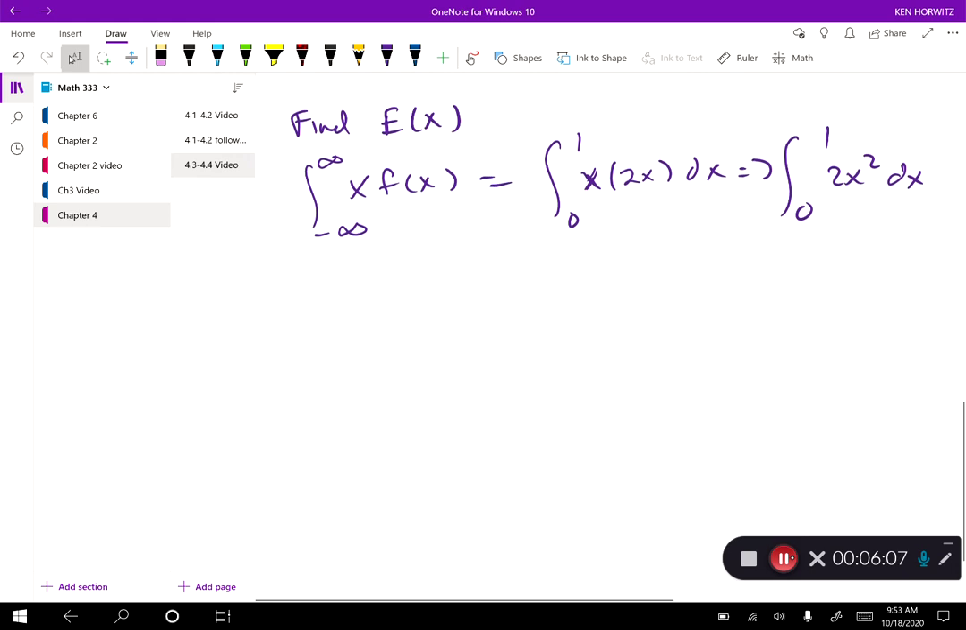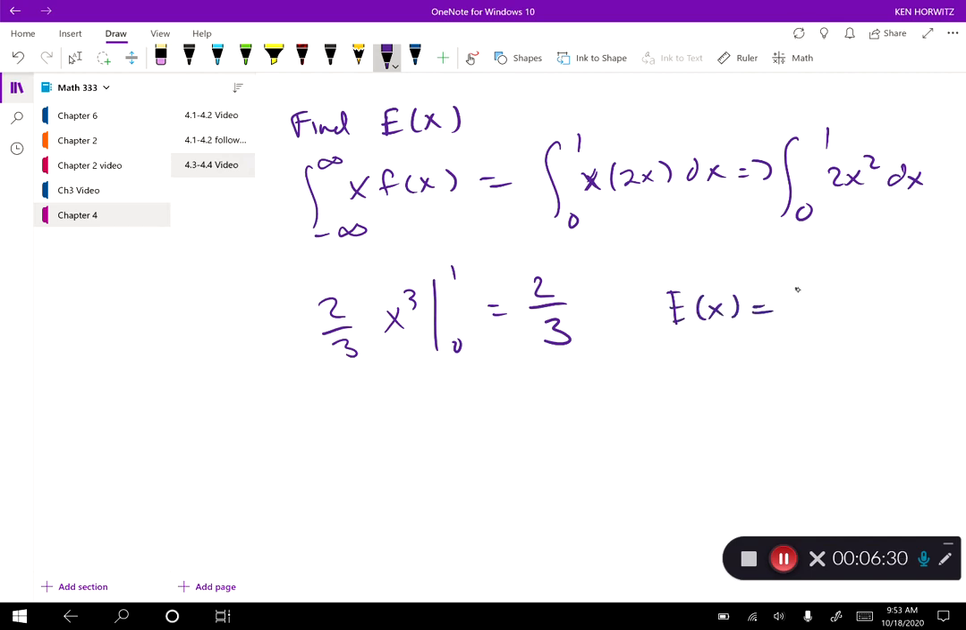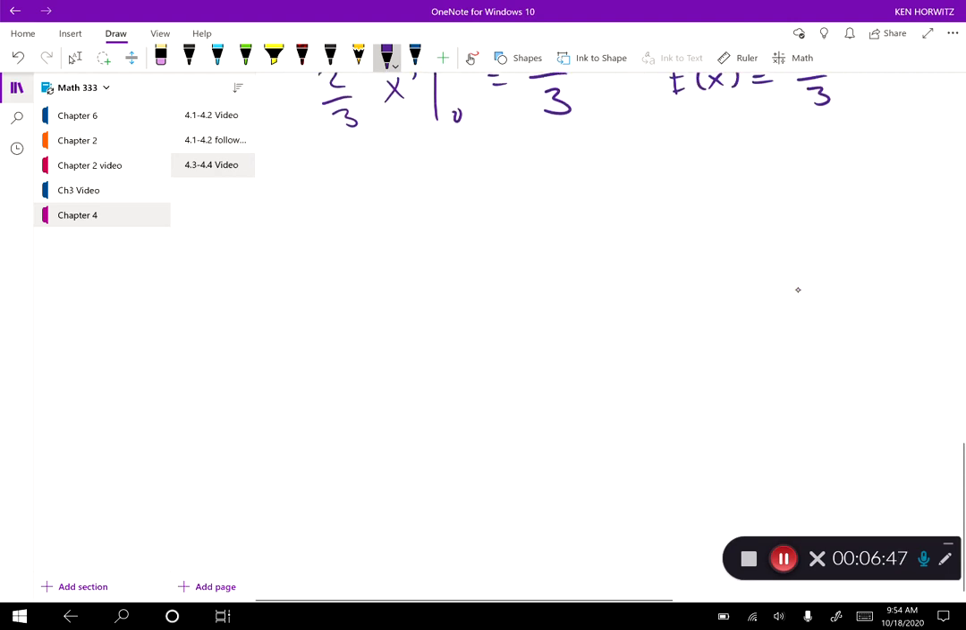All right, hopefully you're able to do this integral. It's pretty straightforward. It winds up being 2/3 x cubed between 0 and 1. And when you do the first fundamental theorem of calculus, we wind up with an answer not 3 on top, but 2/3. So our final answer would be that our expected value equals 2/3. All right. So again, not all of these are going to be as straightforward as this one, but the process isn't going to be any more difficult. Let's try another example.